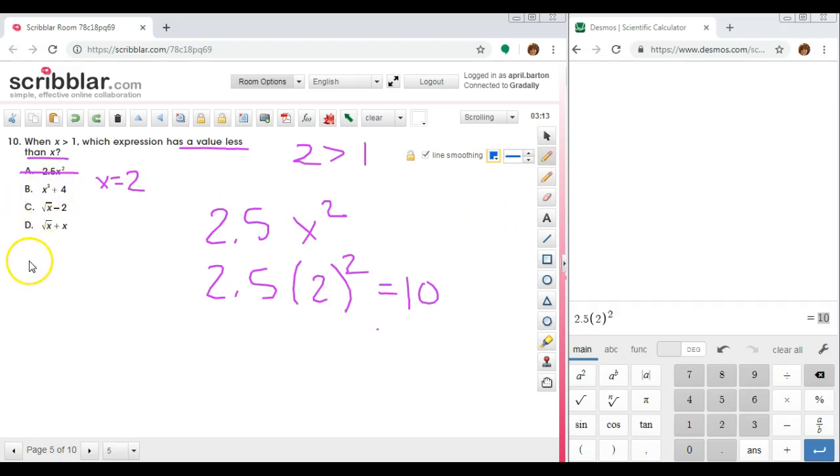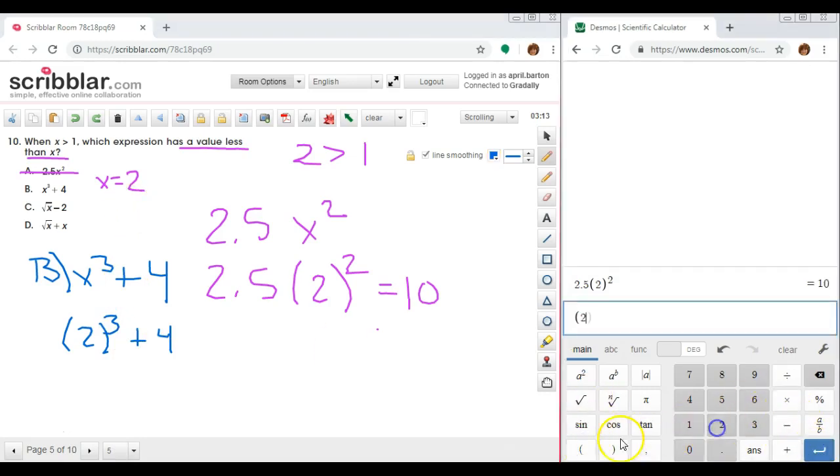Now it's kind of hard to see, but that's x cubed plus 4. So answer choice B is x cubed plus 4. So we replace the x with a 2 again, and our goal is still to have this number that we get right here come out to be less than 2. So we do parenthesis 2. Raising it to the 3rd power, we've got to use this AB button and then hit the 3 to show it's to the 3rd power. And then we click to the right and put our plus 4, which gives us 12.